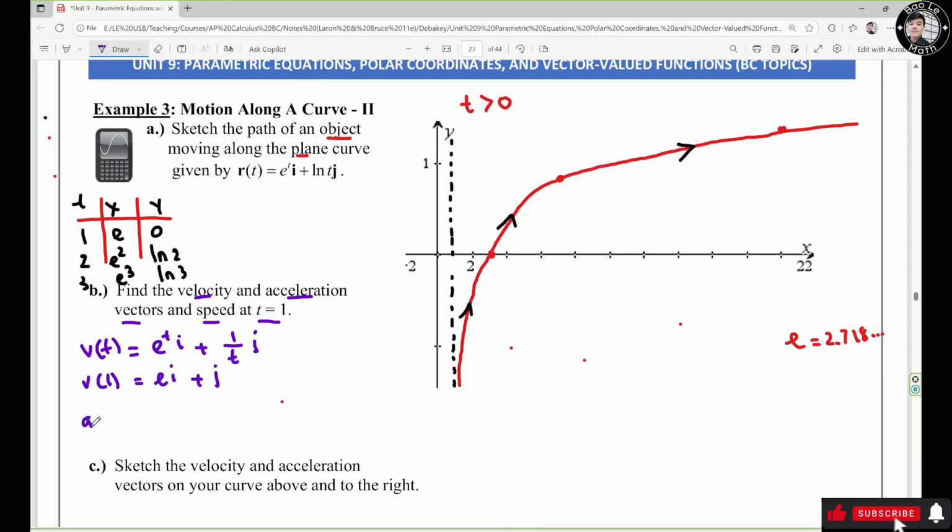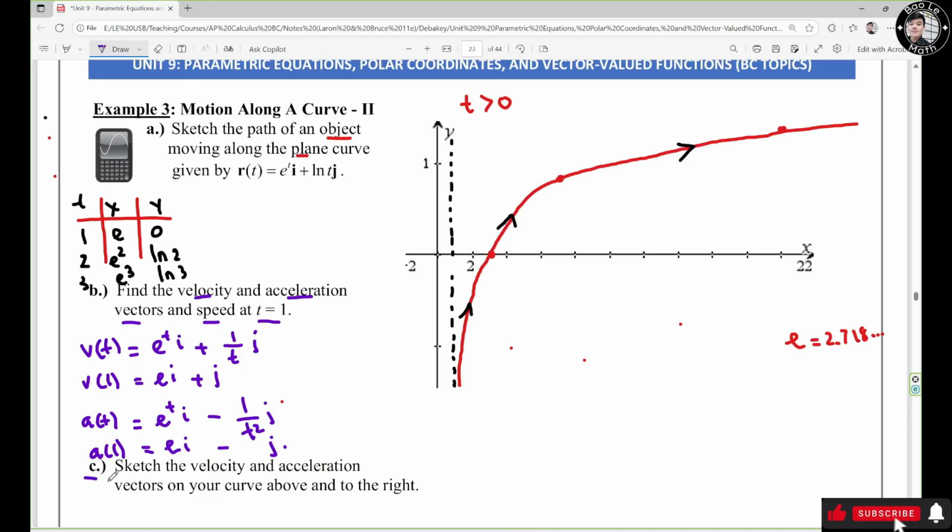Now a of t is the derivative of v of t, it's going to be e to the t i plus the derivative of 1 over t, which is negative 1 over t squared j. Then you have a of 1. It's going to be e i minus j.